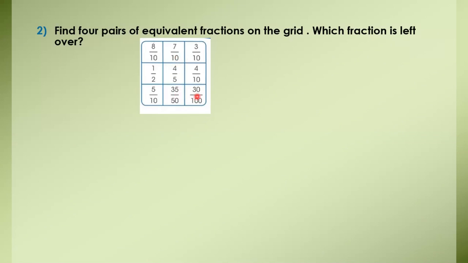Now what about this 30 by 100? For 30 by 100, both the terms 30 and 100 should go on one single table.